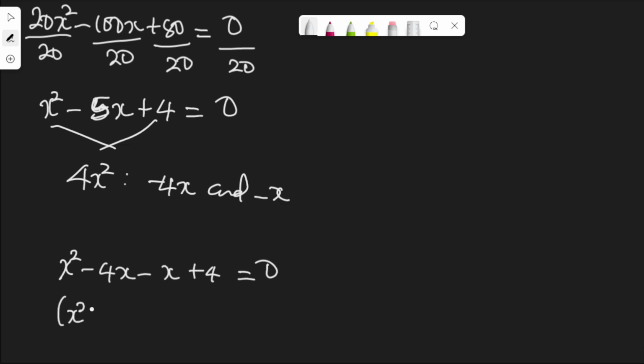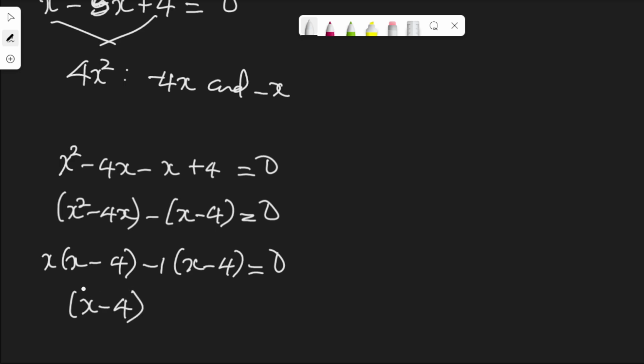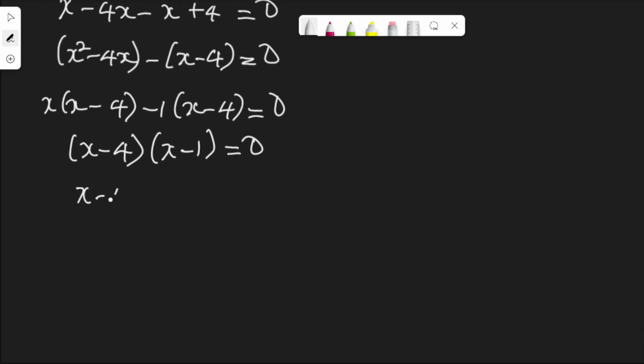Let's group it 2 by 2 so we can factorize. Then minus x minus 4 equal to 0. In the first bracket, x is common. In the second bracket, 1 is common, equal to 0. We have a common factor x minus 4. Then let's group this together: x minus 1 equal to 0. It's either x minus 4 is equal to 0 or x minus 1 is equal to 0. That means x is 4 or 1.